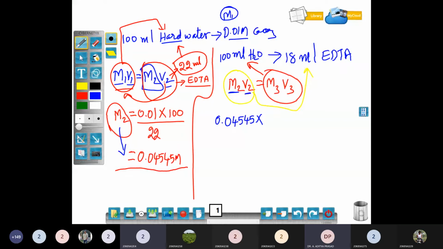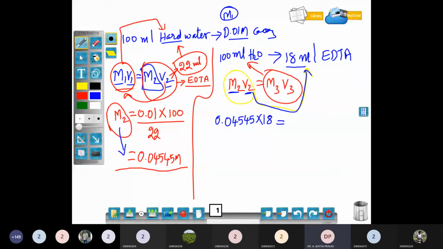Here V2 is 22 ml, this is for here 18 ml of EDTA. Okay, this V2 is for the second line, this V2 is for the first line. Okay, don't confuse. Here V2 is 18 ml.